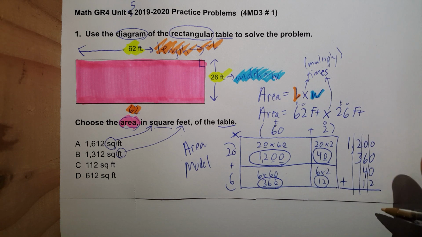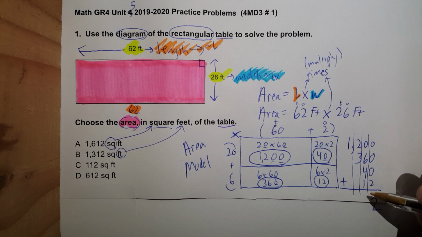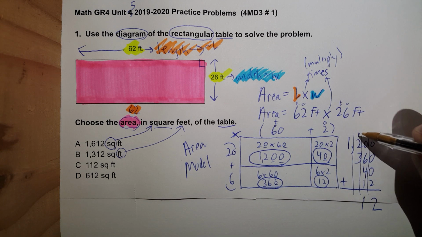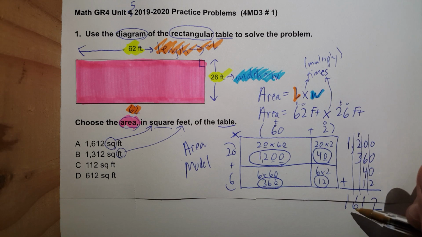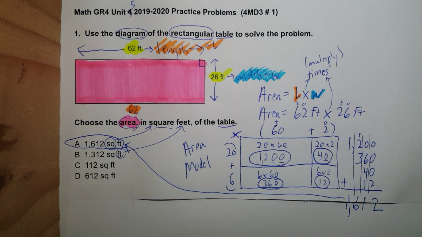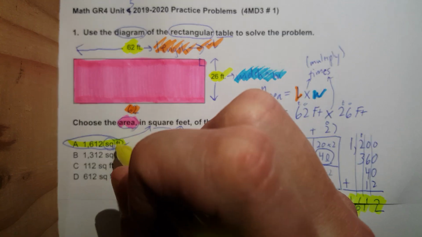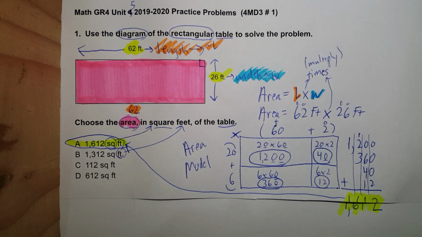0, 0, 0, 2. 6, when you're adding, remember, start with the biggest number. 6 plus 4 is 10. 10 plus 1 is 11. I carry the 1. 3, 4, 5, 6, 1. 1,612 square feet. Let me repeat that again. 1,612 square feet. There it is.